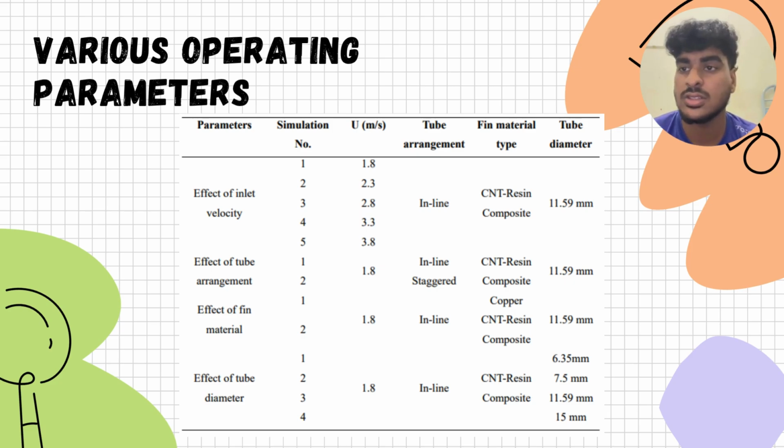Okay, so these are the various operating parameters, and the parameters are effect of inlet velocity, effect of tube arrangement, effect of fin material, and effect of tube diameters. So as you can see here, these are all the informations and details for each of those parameters.